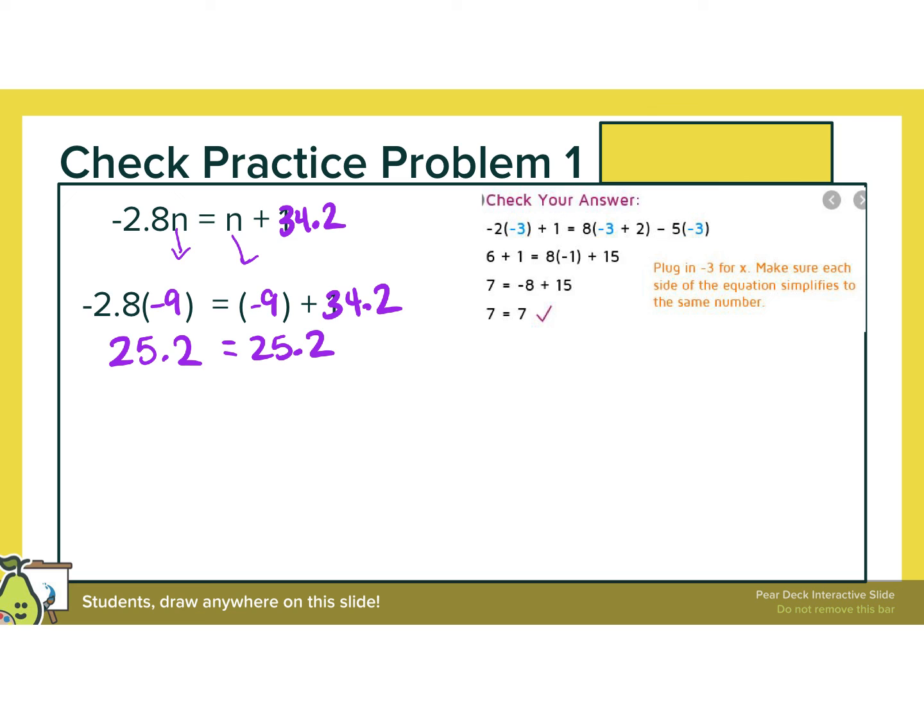So since I have the same number on both sides, I put a check. It checks out. And that's it. Up here, I just wanted you to put what you were multiplying by. We did that already. So now you're going to try practice problem 2, and then you will check your work to see how you did.